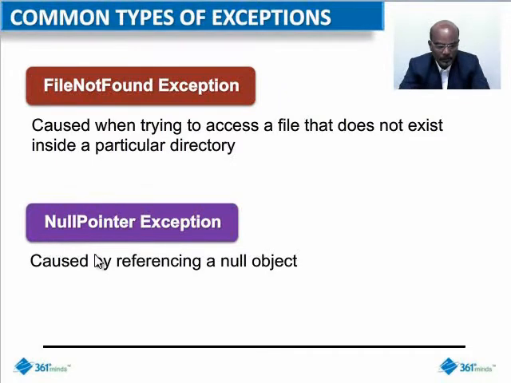As the name indicates, a null pointer is a reference to a null object. So when you're trying to refer a particular variable to a null object, then it will raise a null pointer exception.